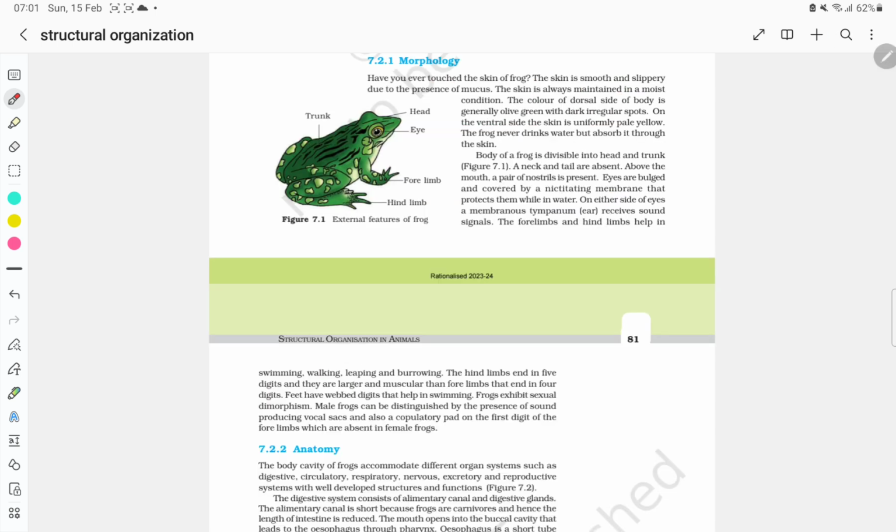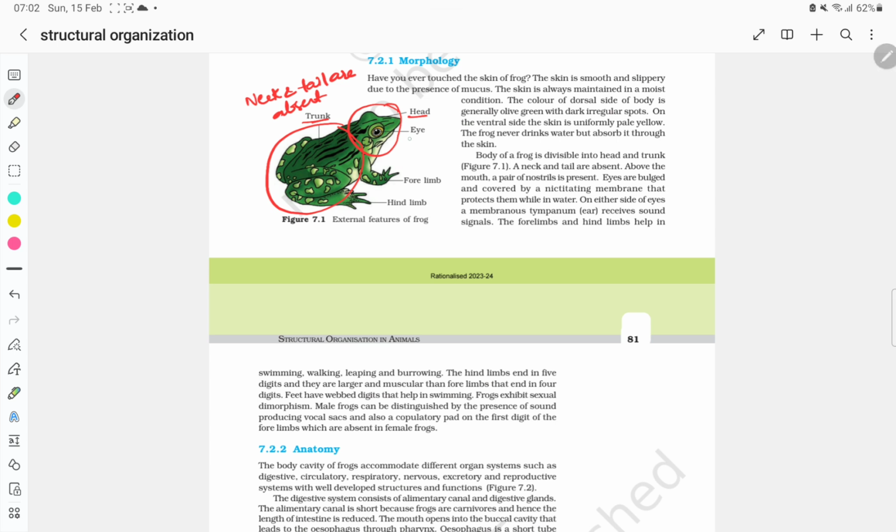Coming to the morphology. Here the body of frog is divided into only two parts. One is head and the other one is trunk. Body is divided into only two parts, head and trunk. Here neck and tail are absent. So they may ask division of the frog body. Answer is head and trunk only.